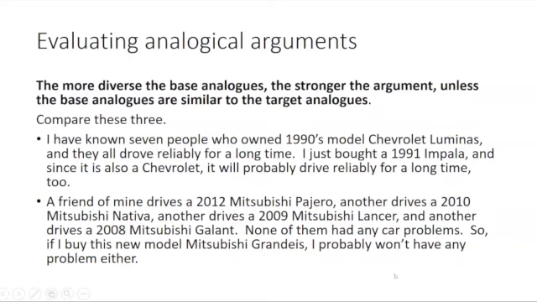Okay. So again, that's an example that the more diverse the base analogs, the stronger the argument, unless the base analogs are similar to the target analogs. Because the Impala is not exactly similar to the Lumina, they're different because it's a different model. Same here with the Grande and the other Mitsubishis.